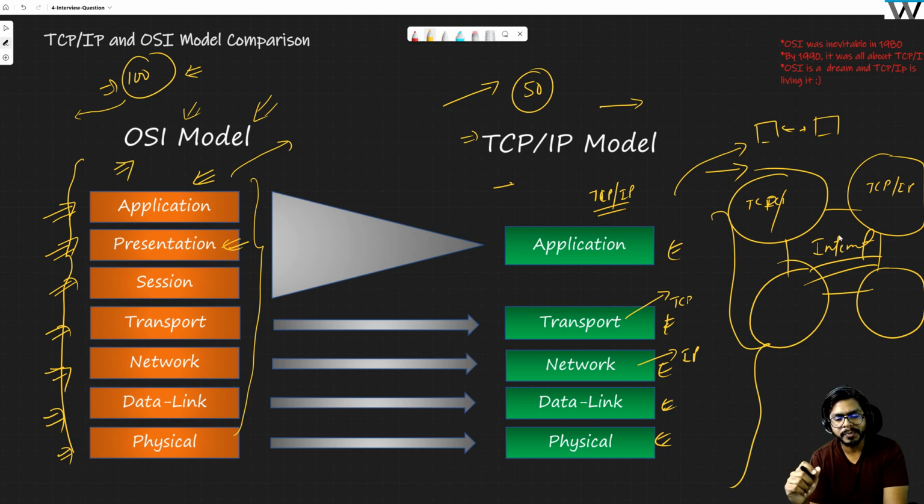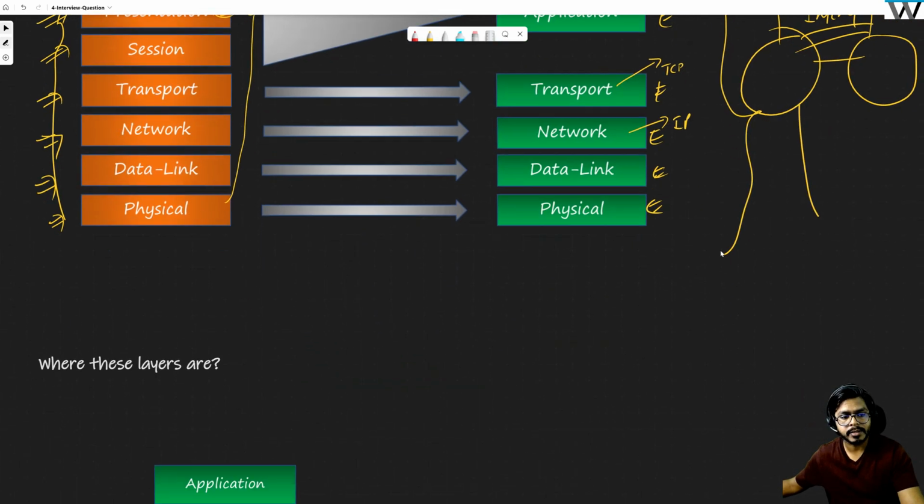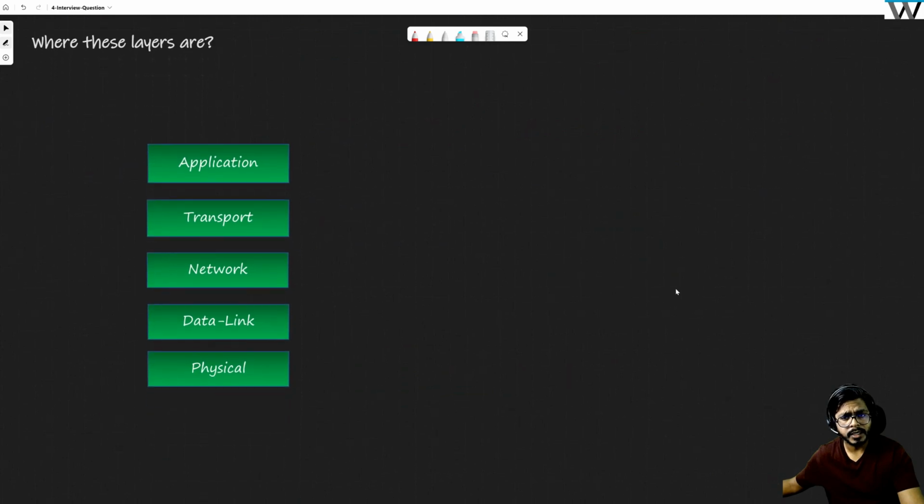Now, believe me, the intent is not just to explain the answer to this question. The intent is to know the nitty-gritties, to know the network fundamentals, and with this knowledge, we can build the network fundamentals. So let's move to the new board where we are going to talk about where these layers actually are. From now on, we are going to talk about the TCP/IP model because that is what we see everywhere.